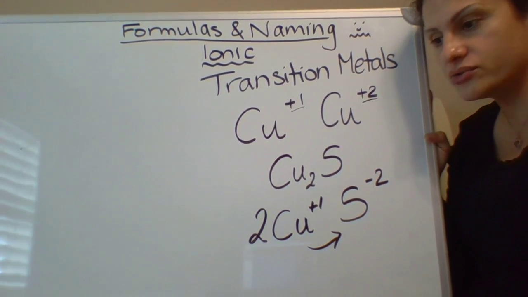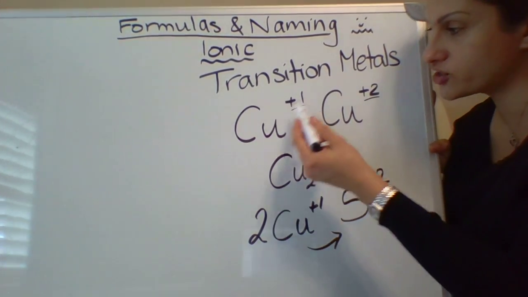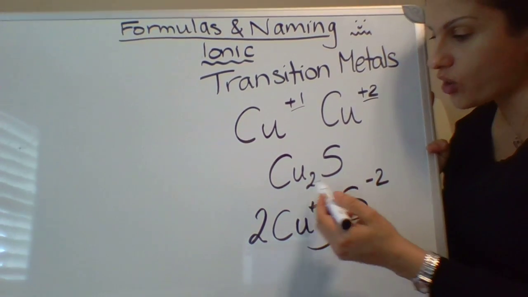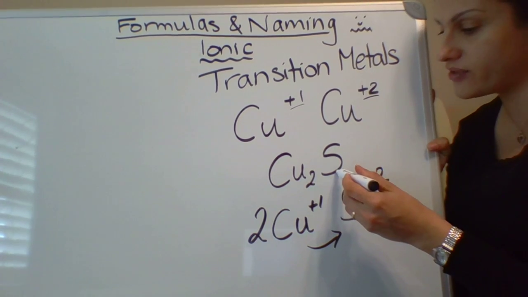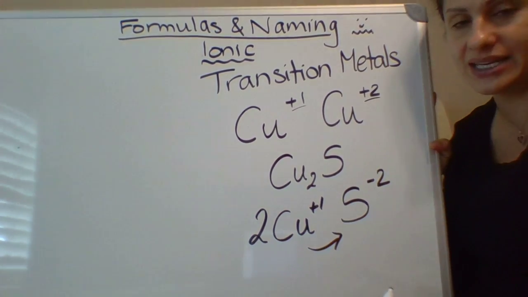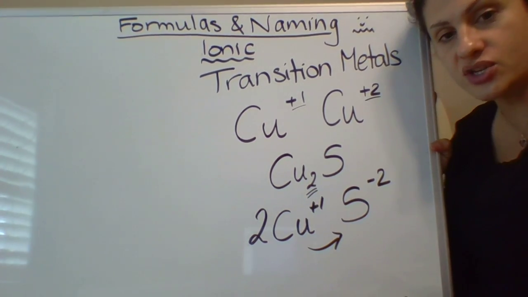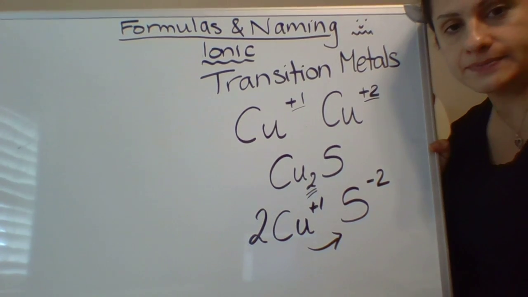So that is how you determine which transition metal charge you are dealing with. Do the math. The whole compound has to have a 0 charge. So you know one of them is for sure. You know sulfur has -2. So be careful with the subscripts, because those can help you determine which charge you are dealing with.